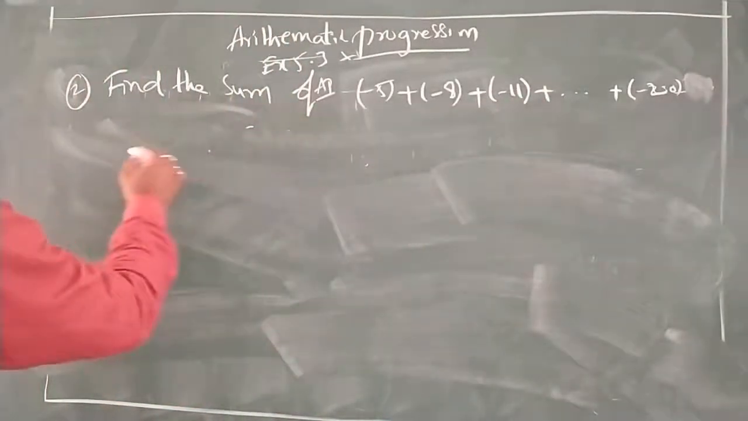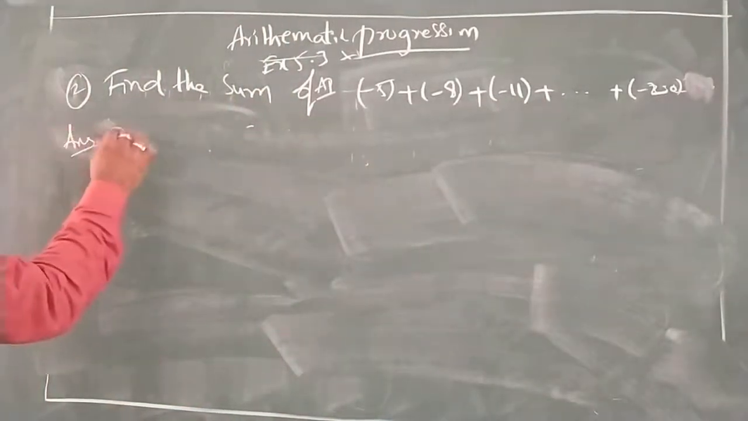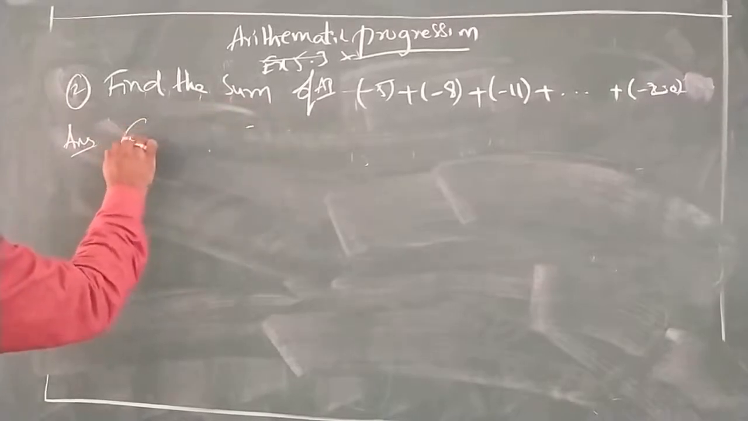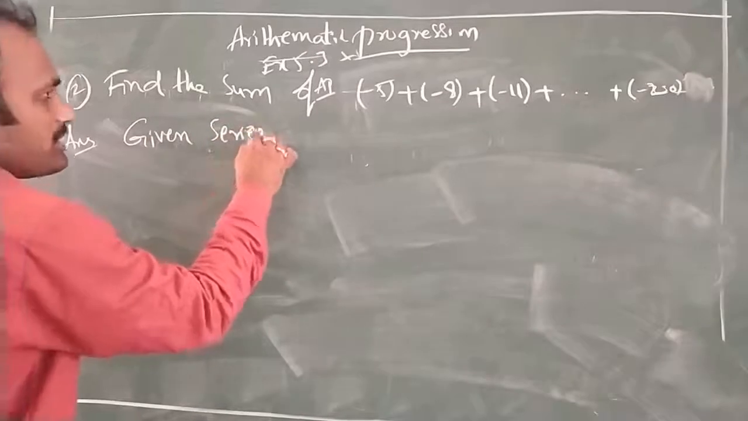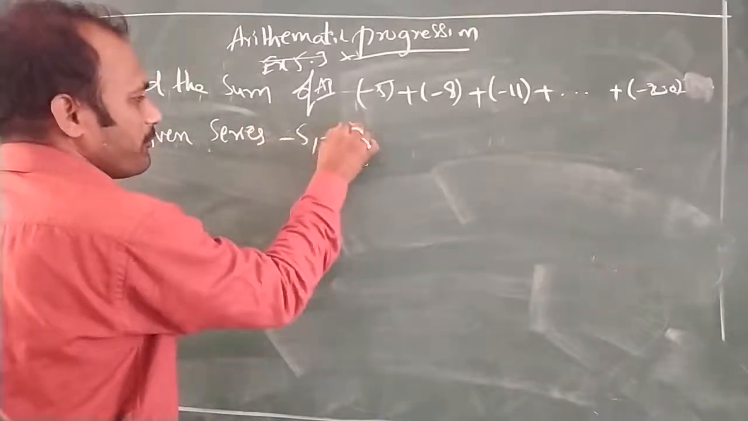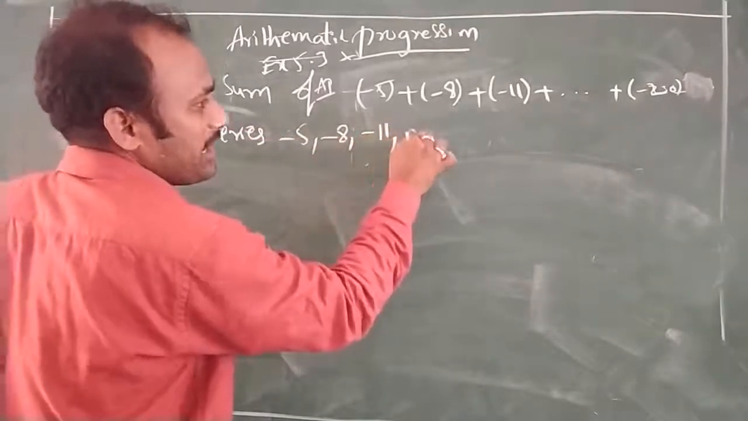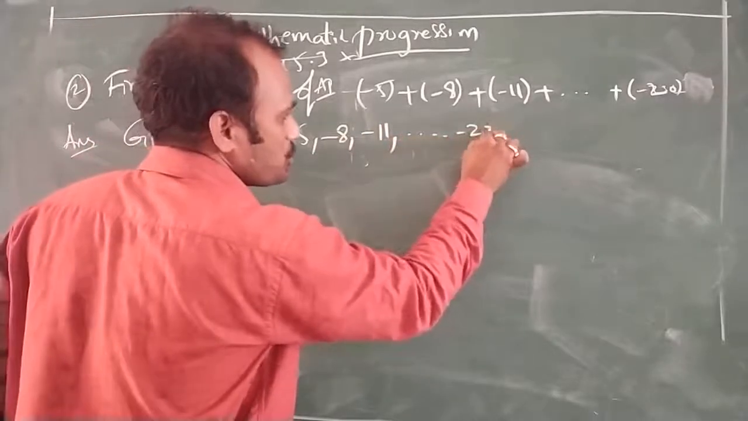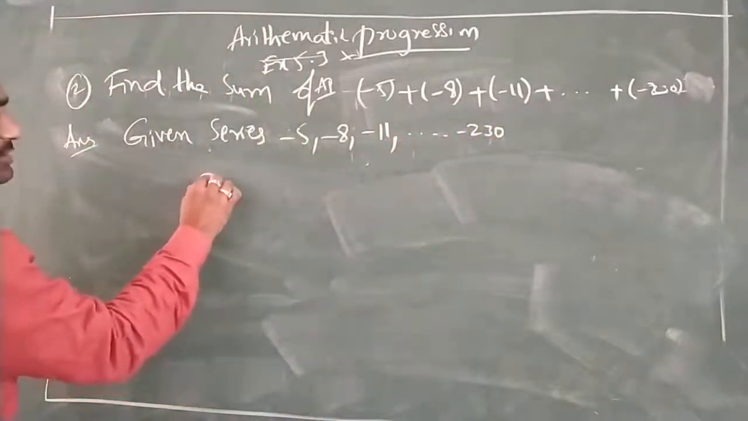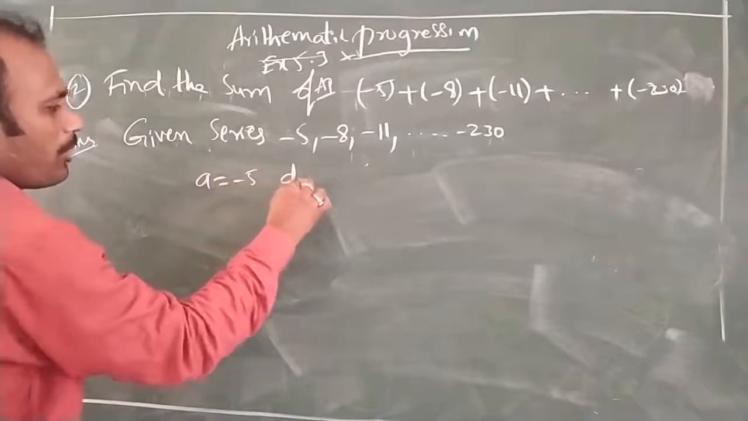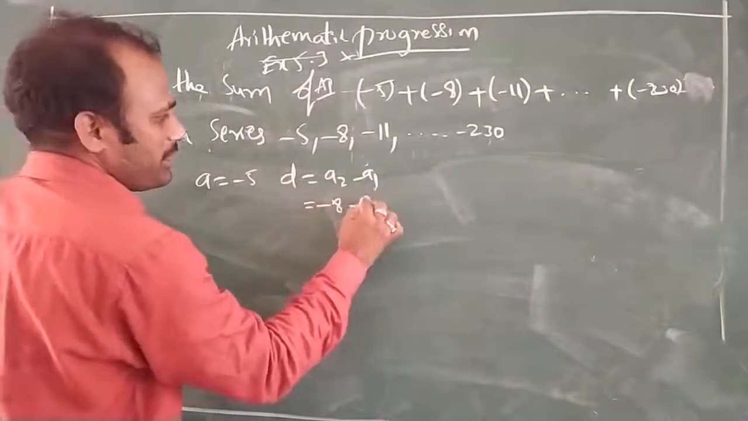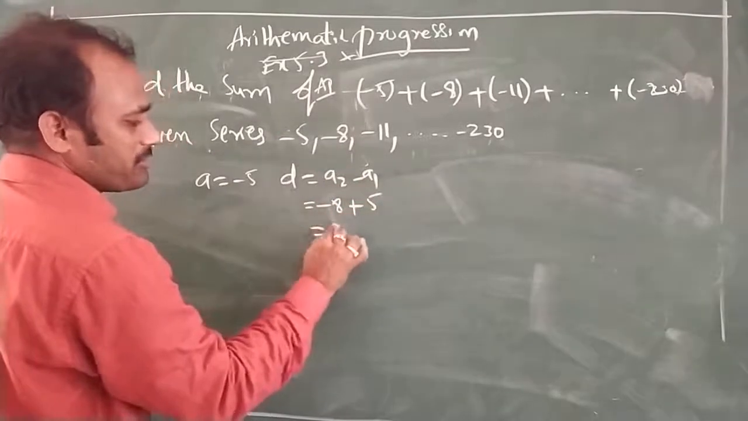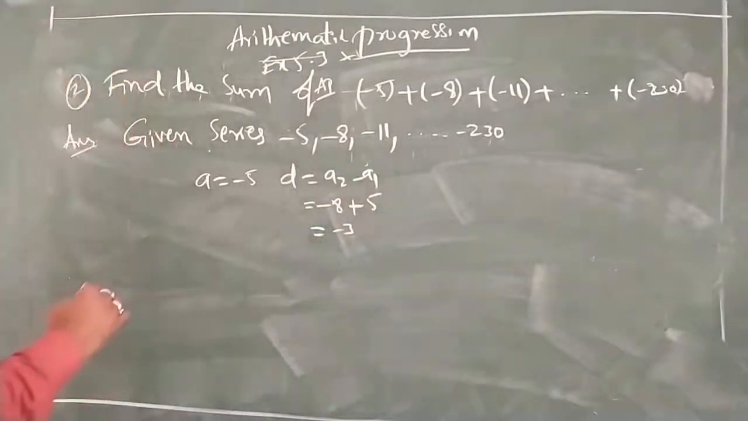So to get that, first let us write the series. So the given series, what is the given series here? Minus 5, minus 8, minus 11, so on minus 230. So first term is minus 5, common difference A2 minus A1. That is minus 8 minus of minus 5, which is plus 5. So common difference is minus 3.